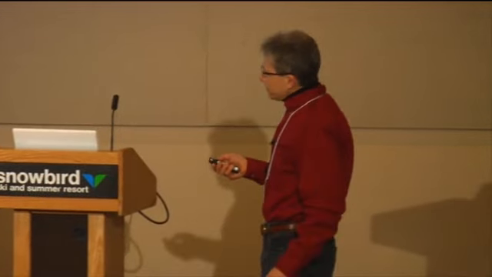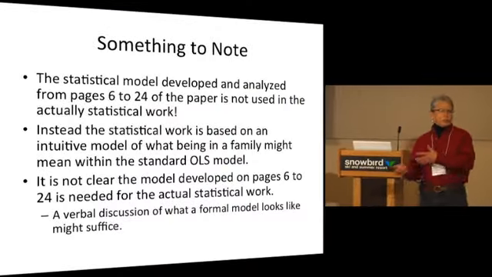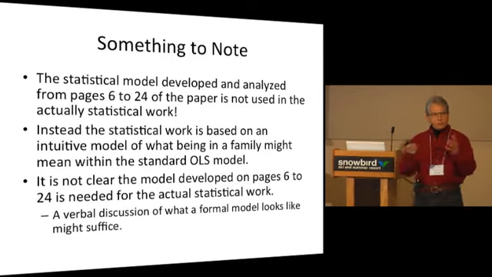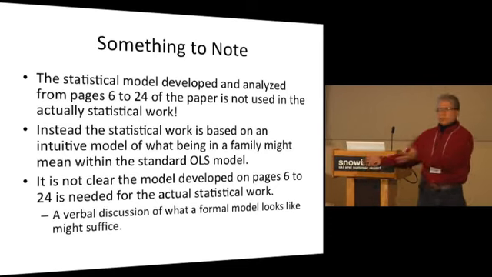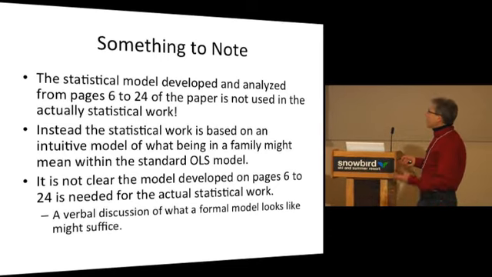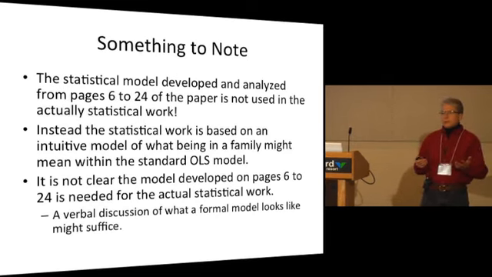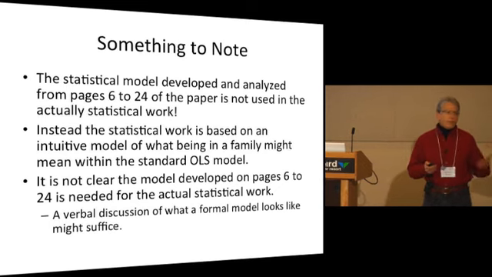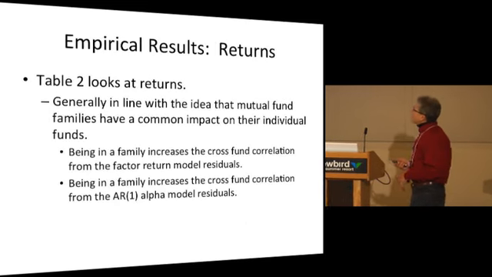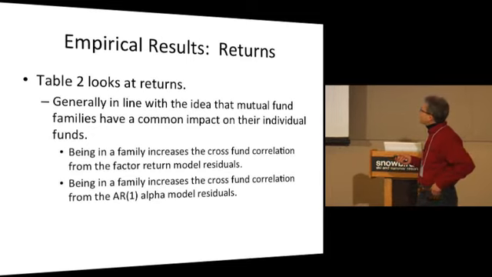And it's not clear that right now the statistical model on pages 6 to 24 was actually needed for the statistical work that then follows. And it's not very much. It's only a few tables. If what they really want to do was do the statistics, I think a verbal discussion of what a formal model would look like would have sufficed. Right? So the interesting thing would be to take the statistical model, I think, and then really apply it to the returns that we've seen generated and see how that helps them out.